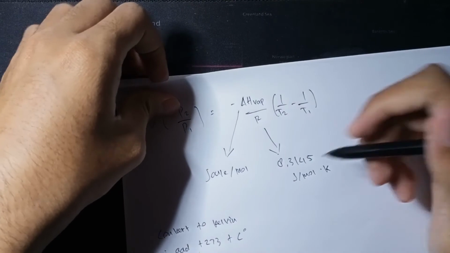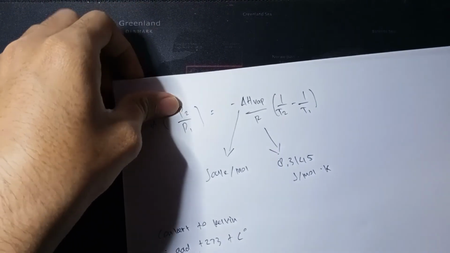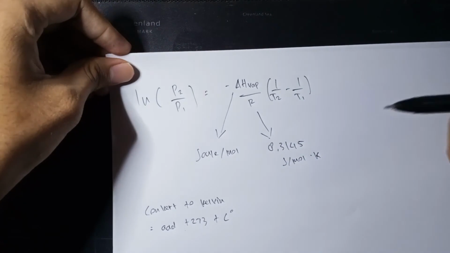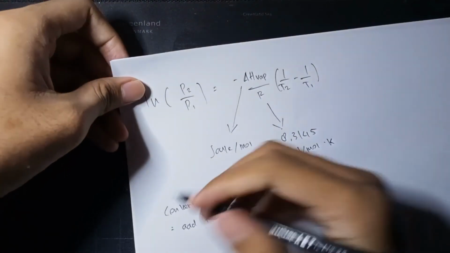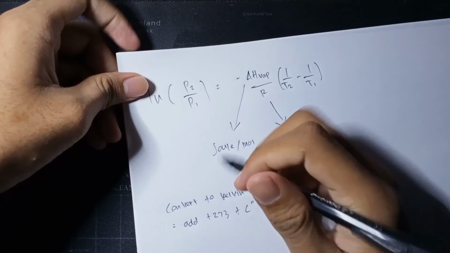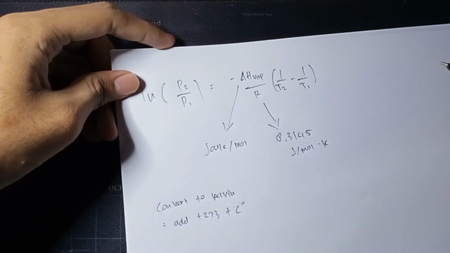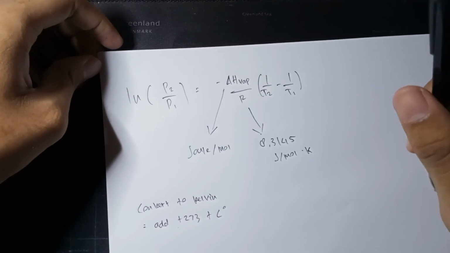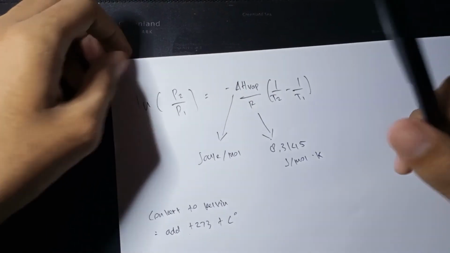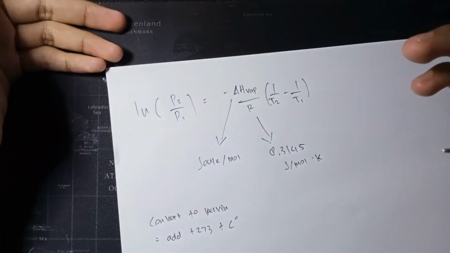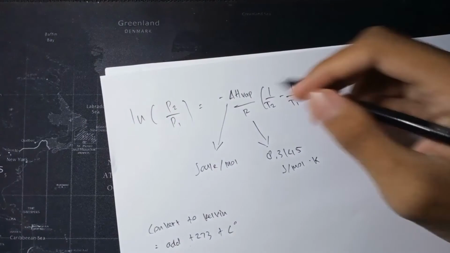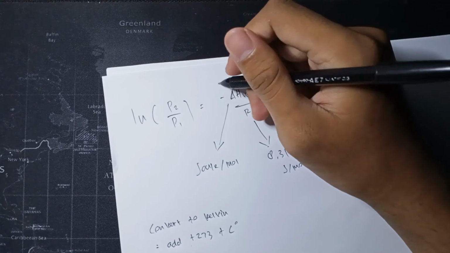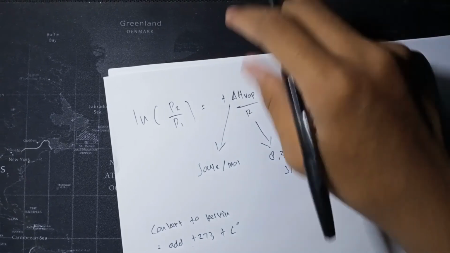So you need to convert the temperature from Celsius to Kelvin first, and it's easy because you just need to add 273 to the temperature in Celsius. So here's the equation, and sometimes you will not see this part as negative but as positive, so you will see it like this.